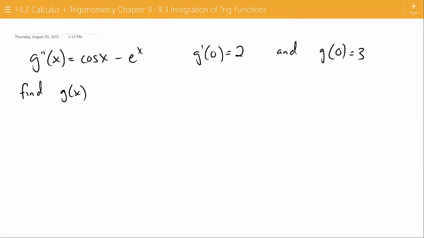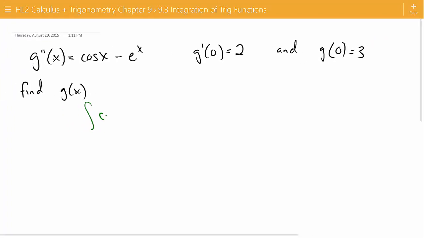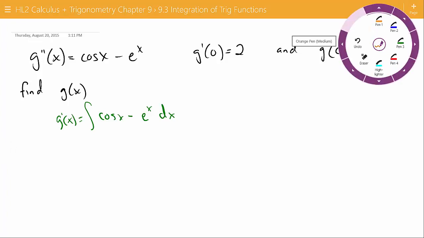problem here. This time we're given the second derivative of g, and we're told that the first derivative evaluated at 0 is 2, and the function evaluated at 0 is 3. Find g of x. Well, if we integrate the second derivative, what's that find us? Well, that finds us the derivative of g. Okay, cool. I can do that. I hope you can too. And on that note, pause the video and give this a go.